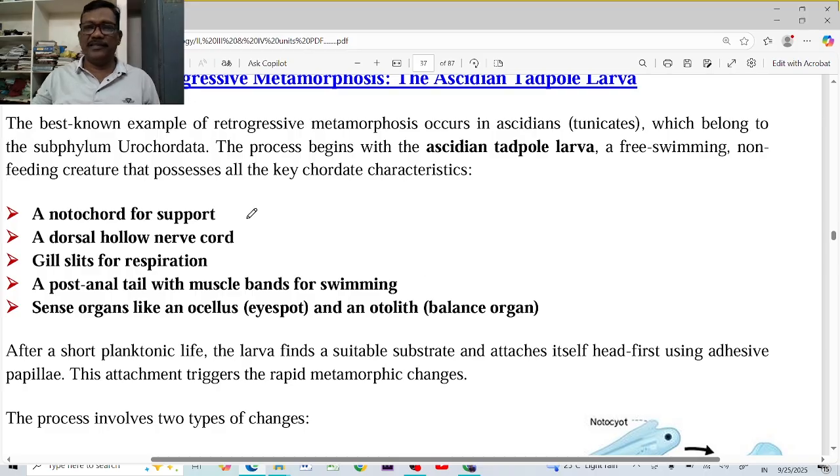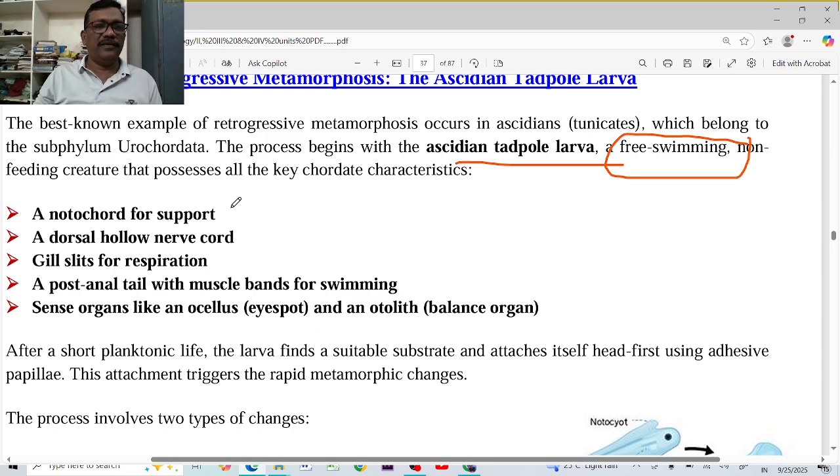This is the ascidian tadpole larva. This is actually a free swimming larva. Remember this point: the adult organism is a sedentary or sessile animal. It cannot move from one place to another place. But the larva is a free swimming larva. It can roam in the water in different ecosystems.